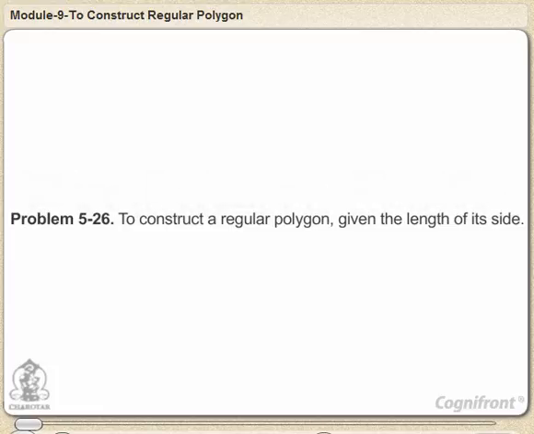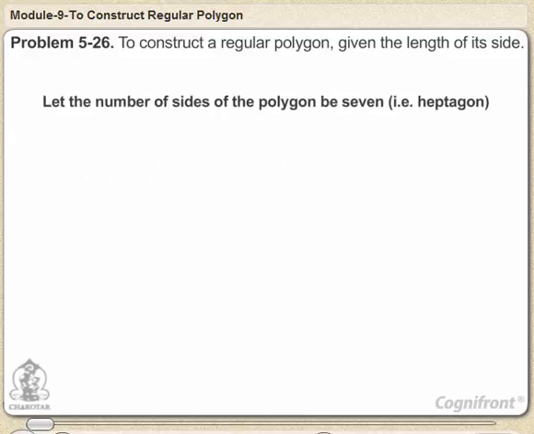Construct a regular polygon given the length of its side. Let the number of sides of the polygon be 7, that is, a heptagon.